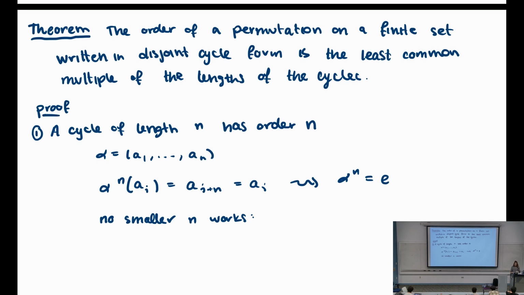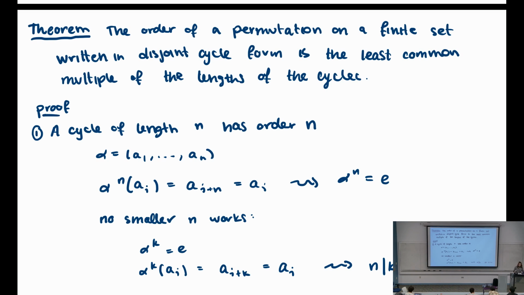So let's suppose alpha to the k is equal to the identity. Then if I apply alpha to the k to a sub i, we know that that's equal to a sub i plus k, and that's also supposed to be a sub i. So that means that n divides k. So k has to be at least n.